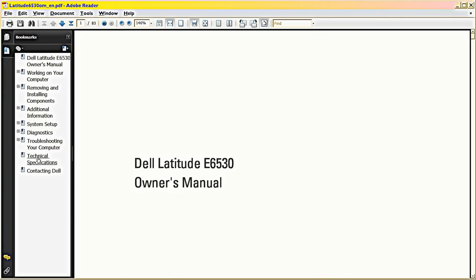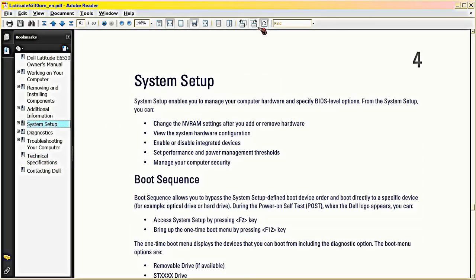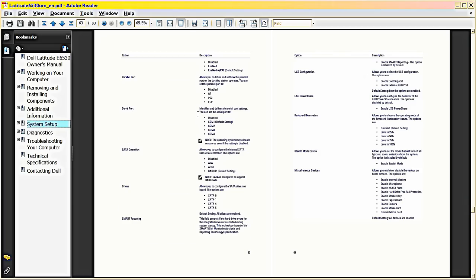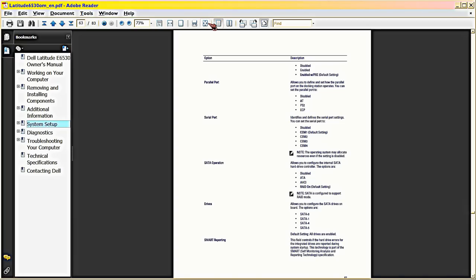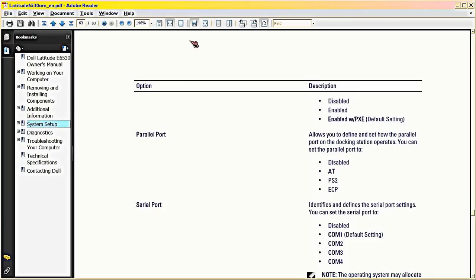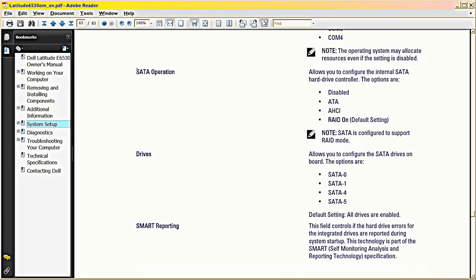Okay, these are the specifications. Where we got system setup is where I need to go. I don't know if you can see that too well. I'll open it up a little if I can. Alright, let's do one page. Nope. Come on. No. There we go. Look at this. This is the stupidest thing on the planet. Their default configuration and setup in the BIOS is RAID on. See? RAID on. Now why is that so bad?